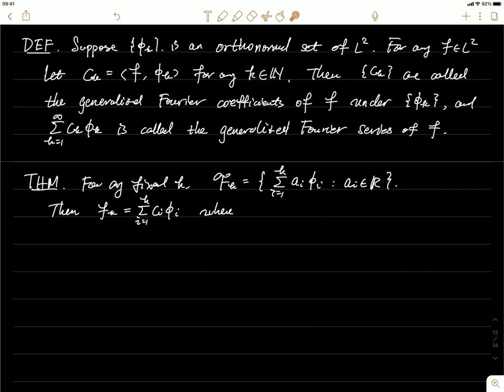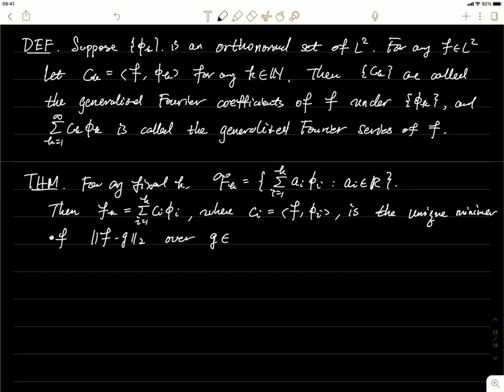And this is the Fourier series, where the ci is just the inner product of f and phi i for some given function f. Then for any f in L2, and ci equals the inner product of f and phi i, such a function will be the unique minimizer of the norm of f minus g over the g's in this fk.